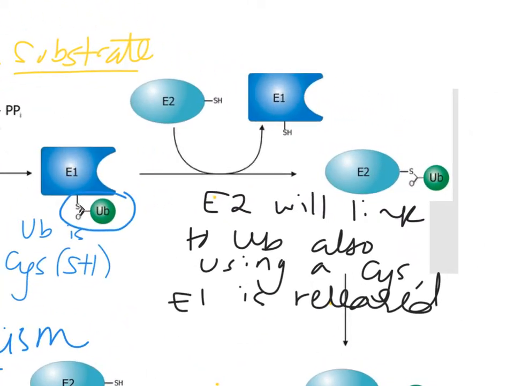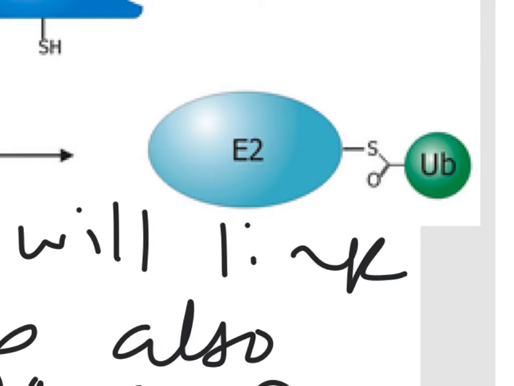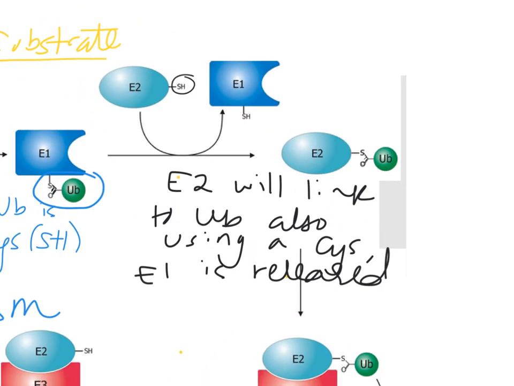So we've just basically switched partners, this thiol group. Again, you can probably propose a mechanism here, it comes in and attacks. And again, I'm sorry for how pixelated this is. This is the best drawing I could find though. So now E2 is linked to ubiquitin.